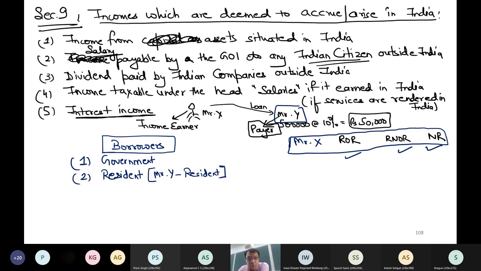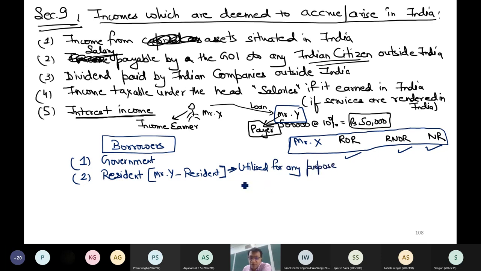If this borrower is a resident, and if the purpose for which this amount is used by this Mr. Y, who is a resident, is outside India... For example, the borrower is a resident, Mr. Y, and he has used the amount. For what purpose is this borrowed amount utilized? The borrowed amount can be utilized for any purpose by me as a resident.